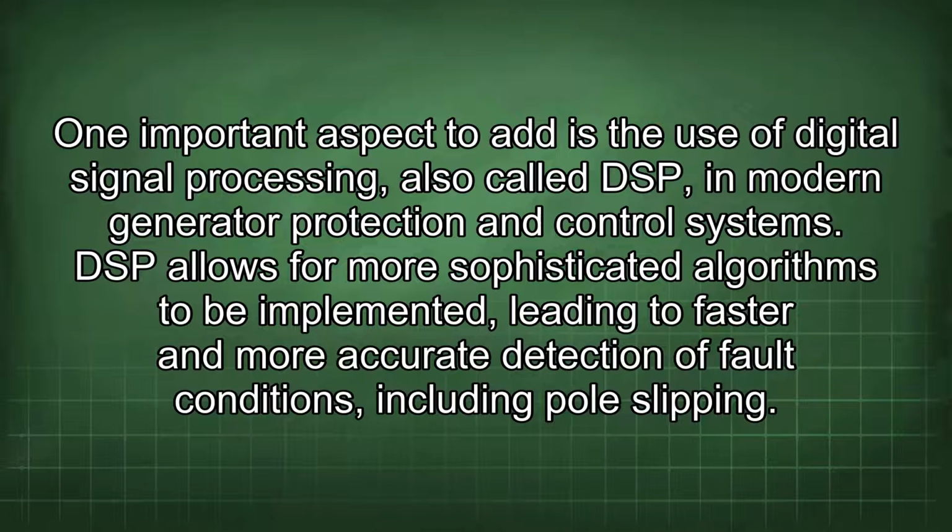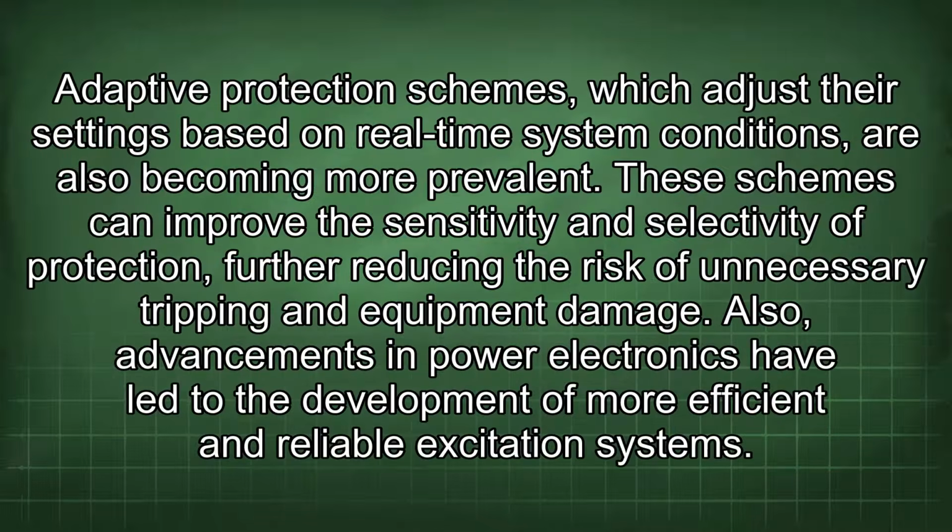One important aspect to add is the use of digital signal processing, also called DSP, in modern generator protection and control systems. DSP allows for more sophisticated algorithms to be implemented, leading to faster and more accurate detection of fault conditions, including pole slipping. Adaptive protection schemes, which adjust their settings based on real-time system conditions, are also becoming more prevalent. These schemes can improve the sensitivity and selectivity of protection, further reducing the risk of unnecessary tripping and equipment damage.